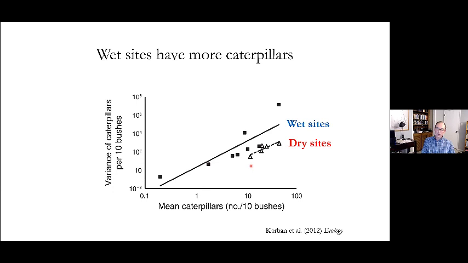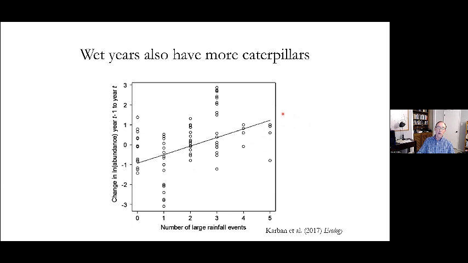The caterpillars we have studied for a long time, as I said. Early on, we found out that our wet study sites, the marsh sites, on average contained slightly more caterpillars, and they tended to have higher variation in numbers of caterpillars. So wet sites tended to have more caterpillars. Also, if you look across years, wet years with more precipitation tended to have more of these caterpillars per bush. It's a lot of variation again, but it is a significant pattern.